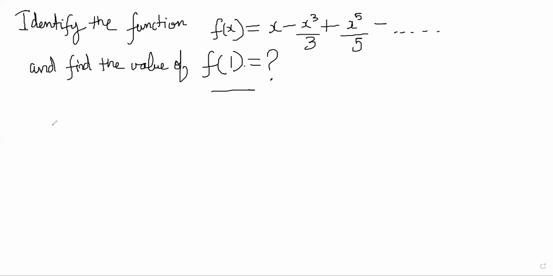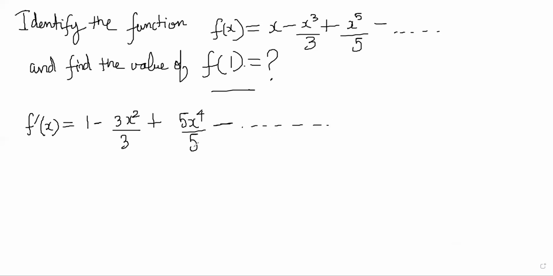So what we will do is, first we will try to differentiate this. Let's say f dash x. We do f dash x, we know how that power series can be differentiated, and this one will become 1 minus 3x square by 3 plus 5x power 4 by 5 and so on, minus so on. This is the series that we are getting. So this series looks like what? 1 minus x square plus x power 4. Next term should be x power 6 and so on.